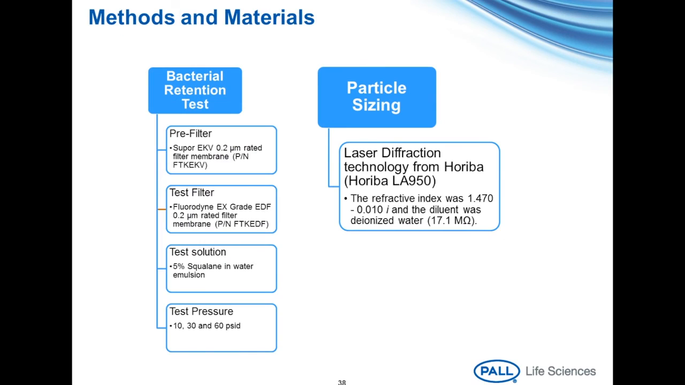On the testing that we did here for the early screen, we used the Super EKV, which was the pre-filtration, followed by a Fluorodyne EDF filter. The bacterial challenge test and the amount it was challenged with refers to just the EDF challenge. We used the 5% squalane emulsion produced by Microfluidics, as previously described, and we tested at 3 differential pressures, 60, 30, and 10 psid. The particle size distribution was also evaluated at 2 of those pressures, 30 and 60.